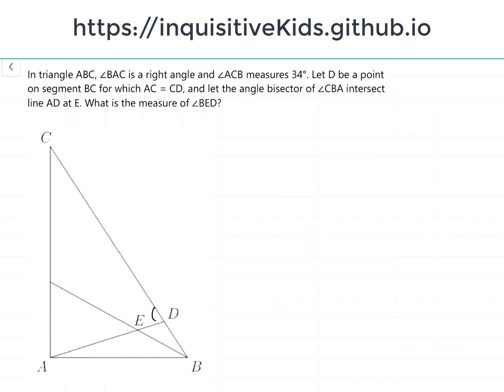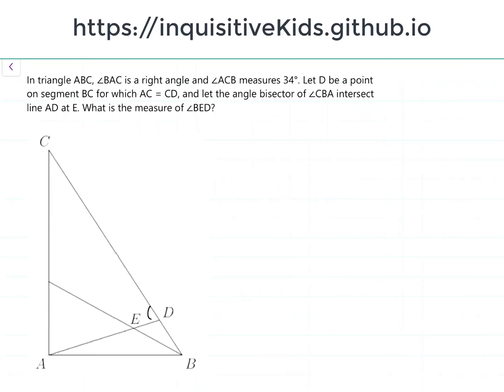Using the solution for angle chasing from our last video, let's first start by reading through the problem again and marking all the information we know. In triangle ABC, angle BAC is a right angle. This is a right triangle. And angle ACB measures 34 degrees.